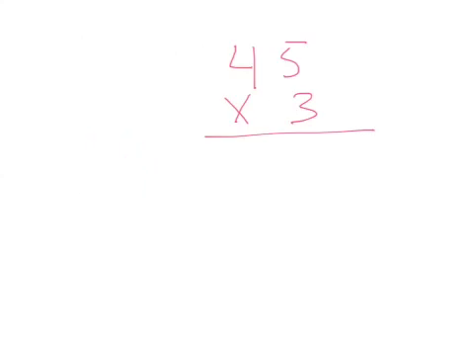You can also set the stage with text and figures already on the screen, as in this case. Here you can see that 45 times 3 was already there, while I'm writing in the answer.